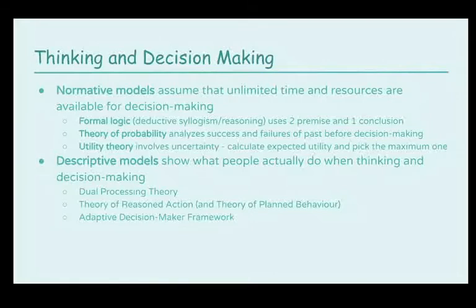Alright, so we're going to jump into thinking and decision making. There are a lot of models in thinking and decision making. However, there are two main models for them. The first would be normative models. Normative models assume that there's unlimited time and resources for decision making.